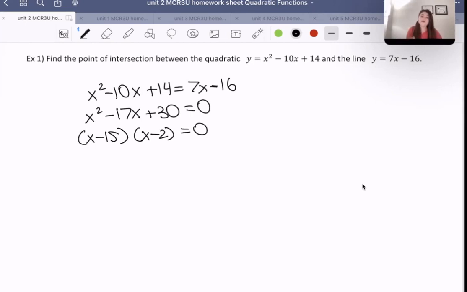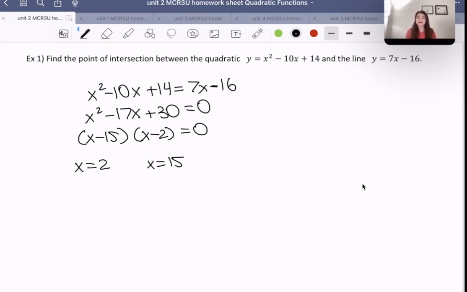Now, if you are confused how I got this, I do have a video about factoring quadratics and solving by factoring, and I suggest you go to that in that case. Okay, but with that said, now we have the answers for x. We know that x is equal to 2, or x is equal to 15. So already from this, we know that there's two solutions, that this parabola and this line intersect 2 times definitely.